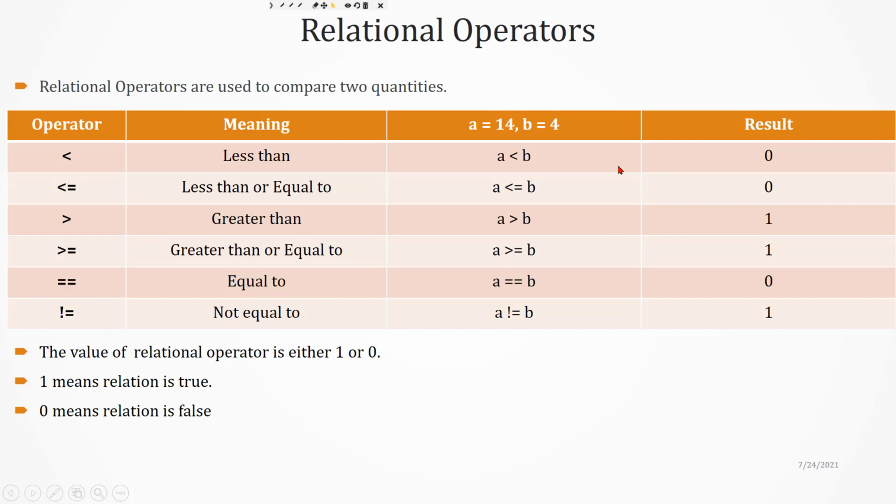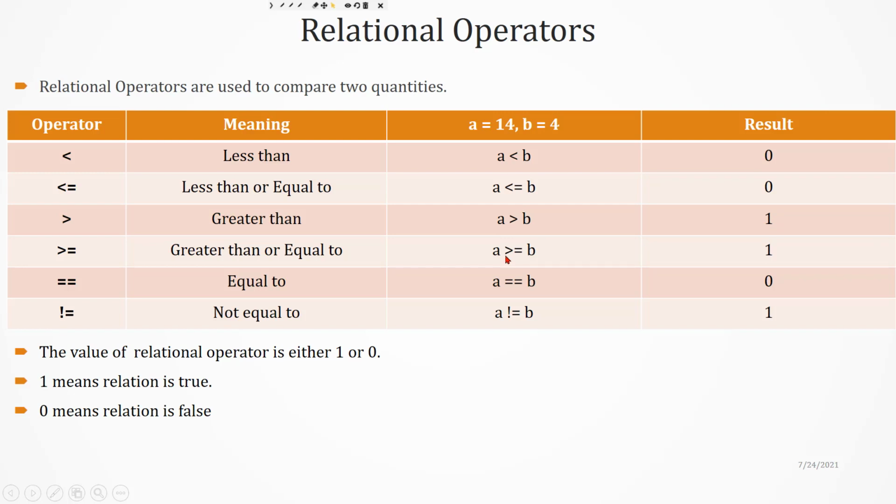So what will be the value of A less than or equal to B, whether it's true or false? False, sir. That's why I got the result as 0. Next, A greater than B. 14 is greater than 4. It is true. That's why I got the result as 1.